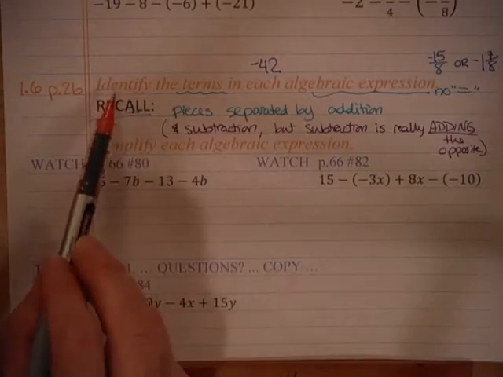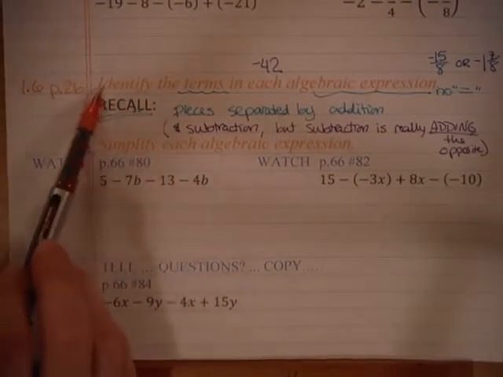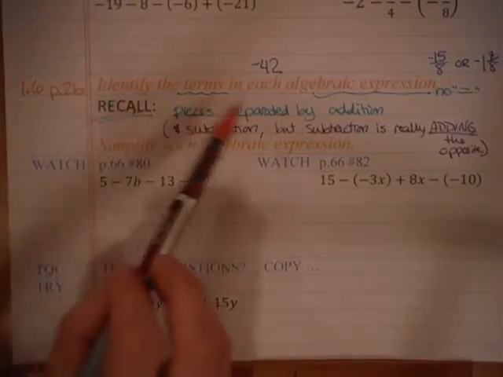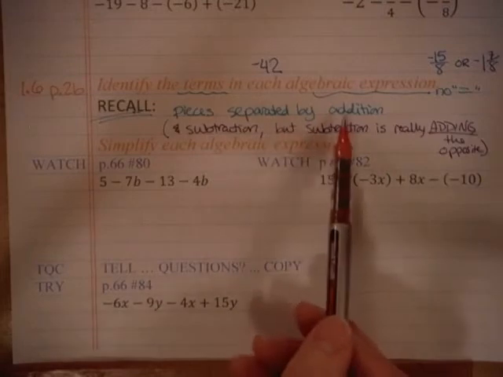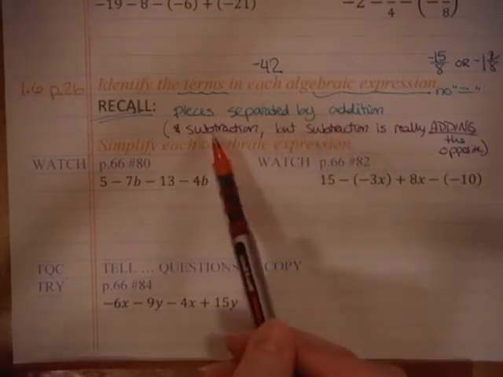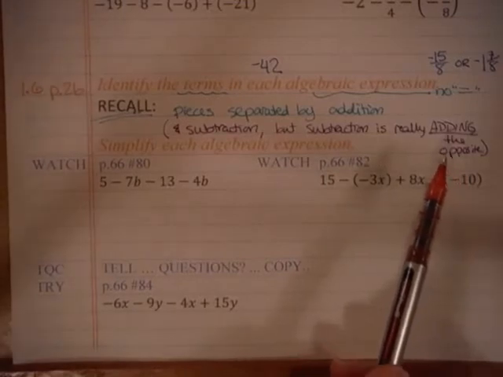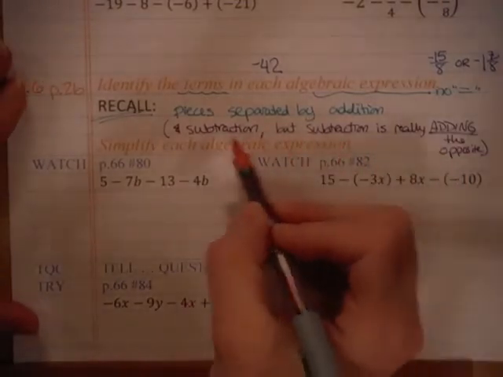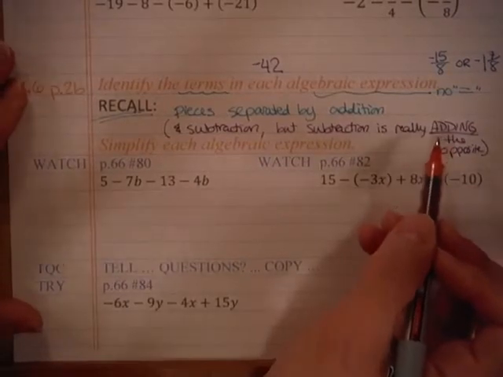So I'm just going to combine both of these instructions into one problem, but know that there are going to be some separate problems where you identify the terms in the algebraic expression, and those are all the pieces that have adding in between. For subtraction, change the subtraction to adding, and then you'll be able to identify all the terms. It's important to do this because then you get the sign attached to the term correctly.